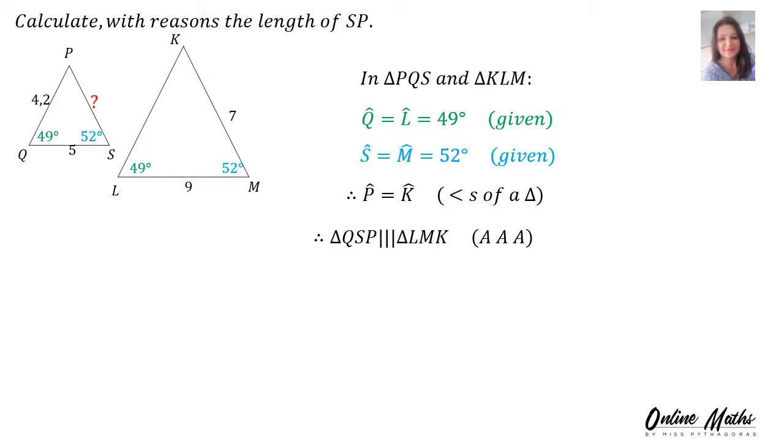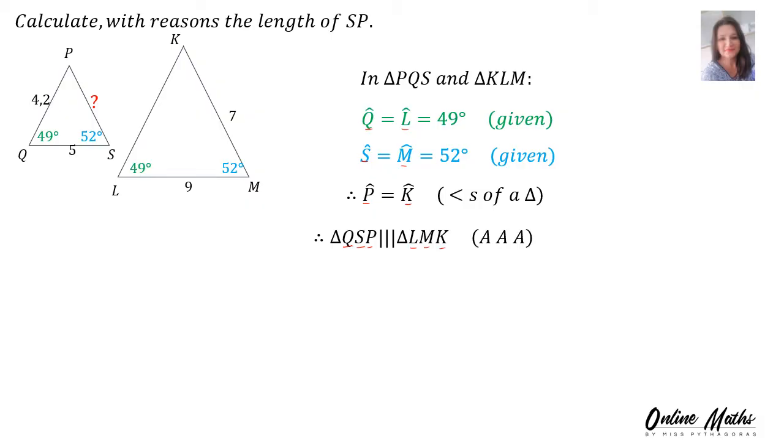And then I just want to focus your attention to this part over here. Can you see I wrote the triangle's name as QSP, and that was the order in which I found the angles equal, QSP. And then on the other triangle, can you see the order is LMK, because LMK, that's the corresponding angles that are equal.